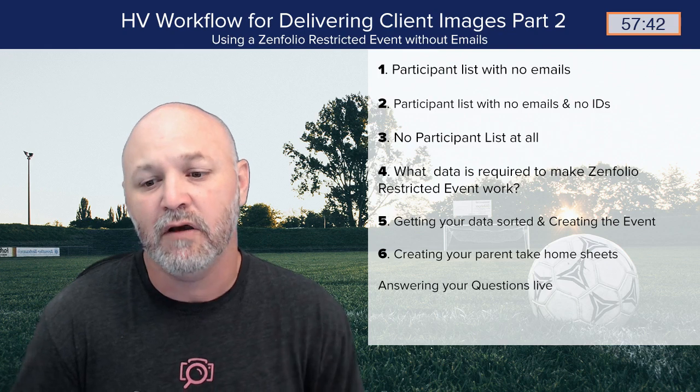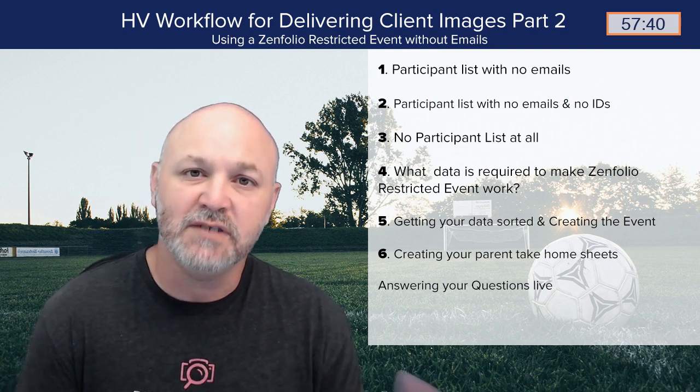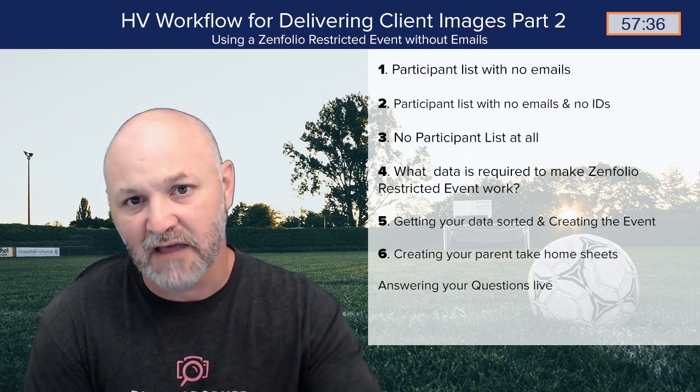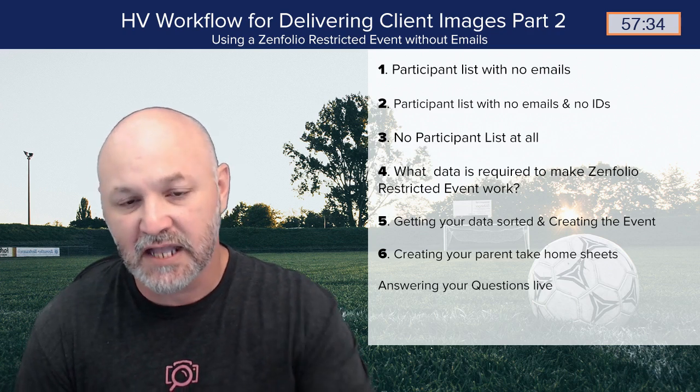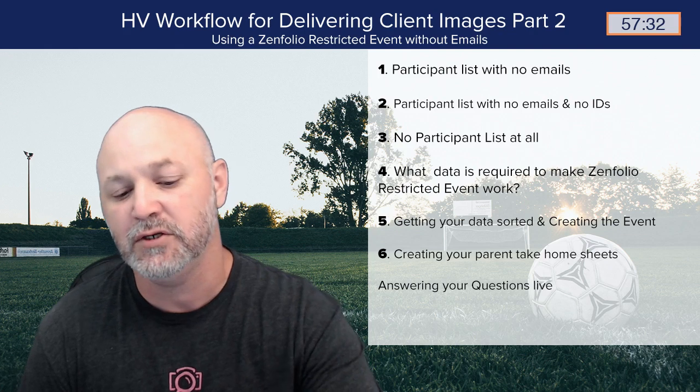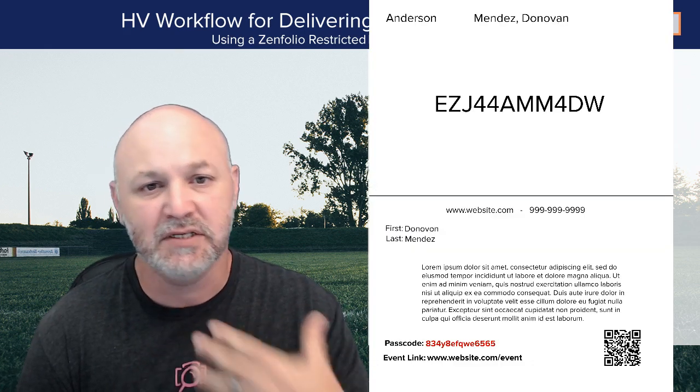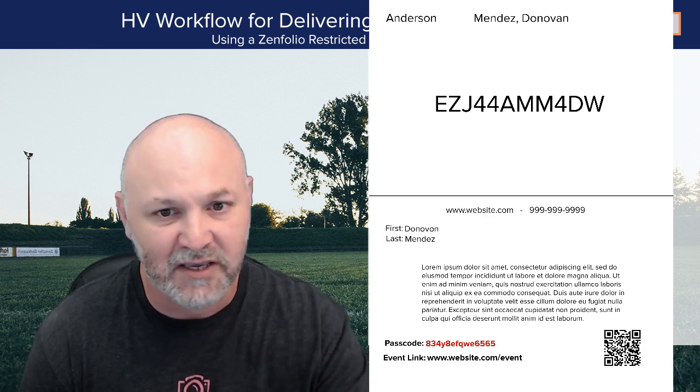So the biggest part of this to make it work is that you somehow have to get the information to the participants on how they actually get to their photos. And so today we're going to be doing a lot of work in Photoshop because I'm going to show you how to create one of these. I call this a participants list or parent take-home sheet.